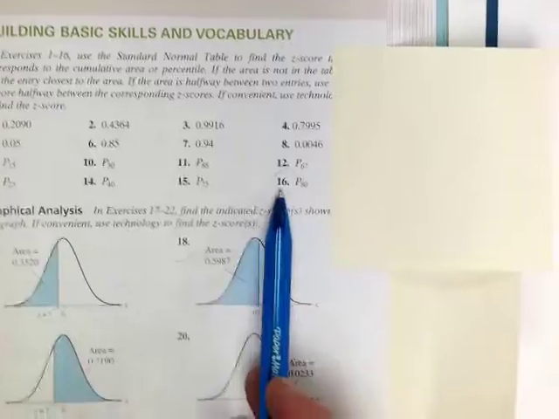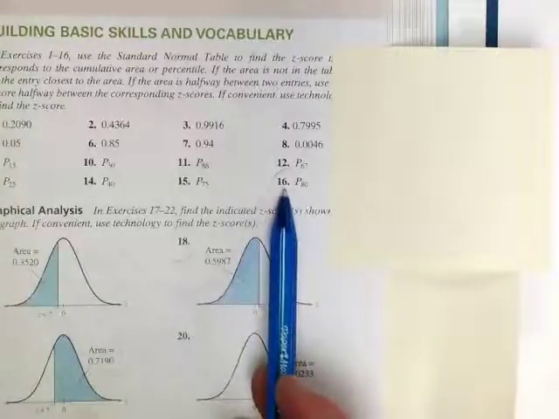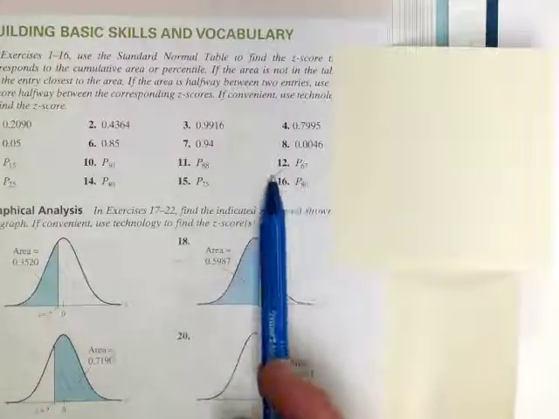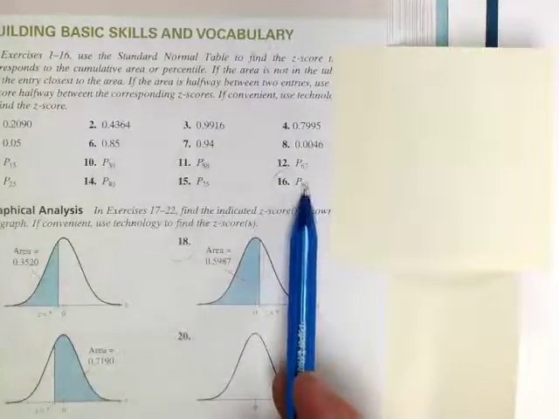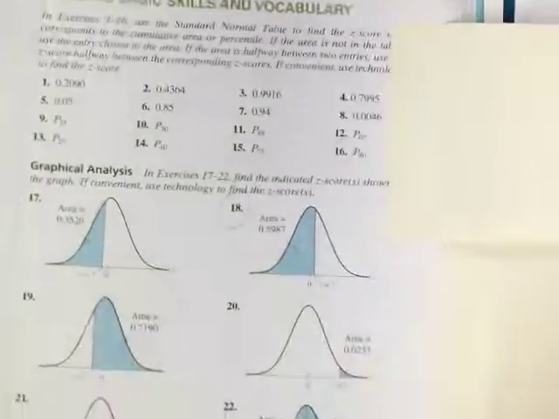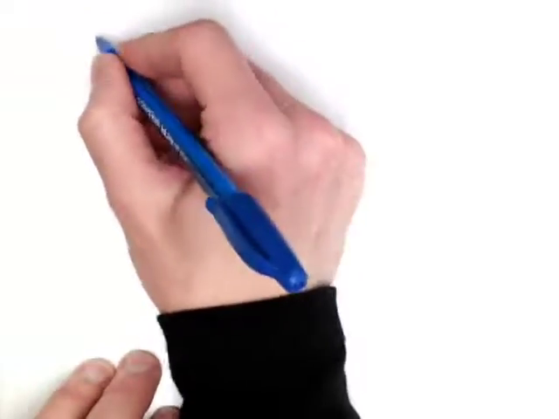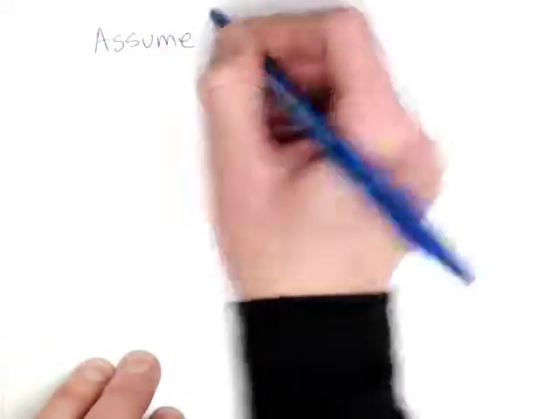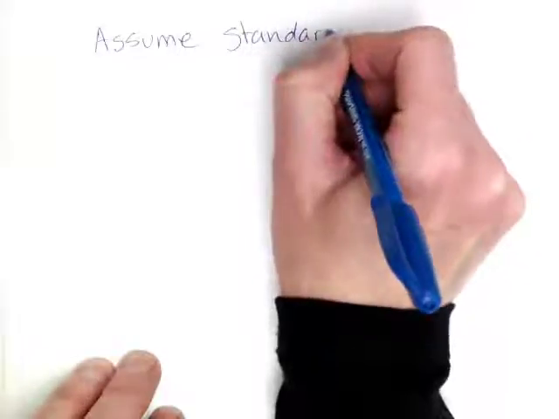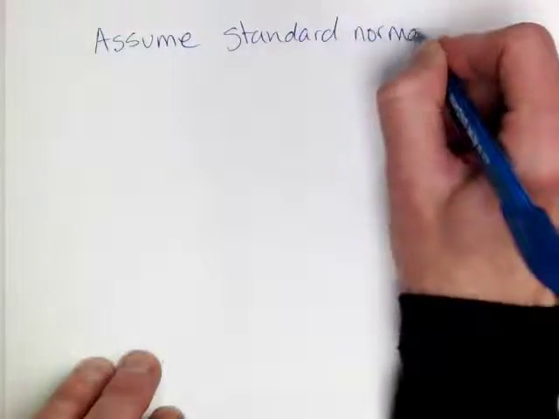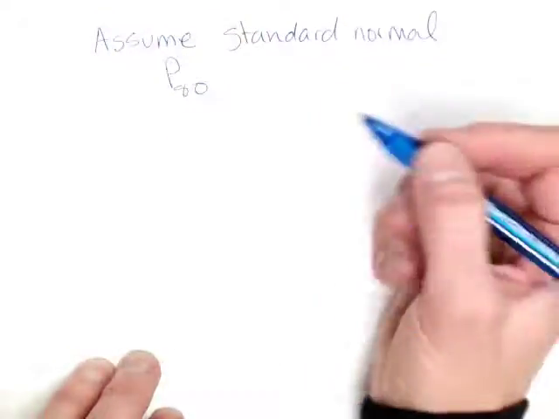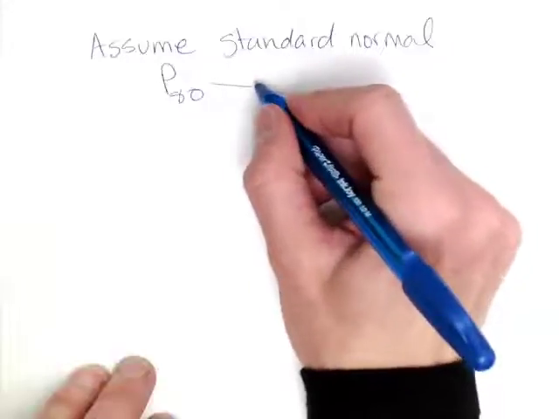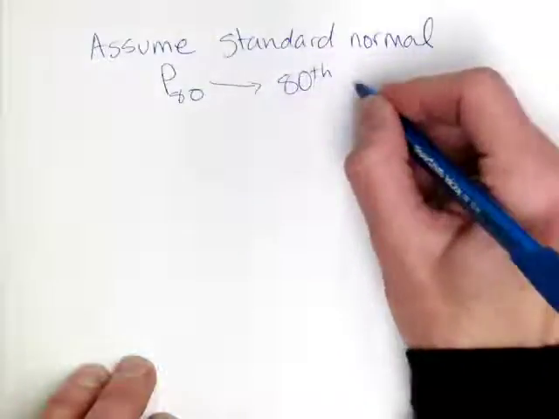The instructions are to assume we're working with the standard normal table. What they're asking for in this problem is the 80th percentile. So let's take a look at a sketch of what that means. We're going to assume standard normal, and we want to find P sub 80. What this translates to is the 80th percentile.